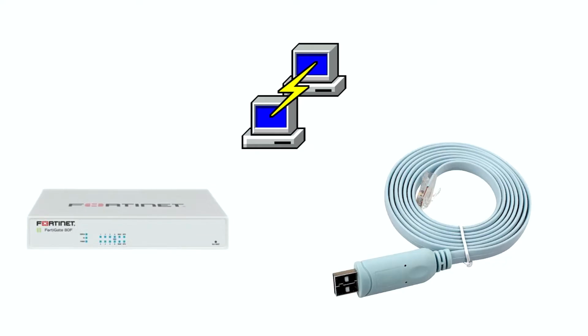Before we actually get started with the password reset, there are three things in particular that we need to have. One, we need to have physical access to the Fortigate device. Unfortunately, we can't do this over Telnet or SSH. You need to be physically located next to the Fortigate device. Two, you're going to need a console cable since we'll be connecting to the Fortigate's console port. And three, we need a terminal emulation program such as Putty. Putty is free to download and that's what I'll be using in this video. Once we meet the requirements, let's get started with the actual password reset.